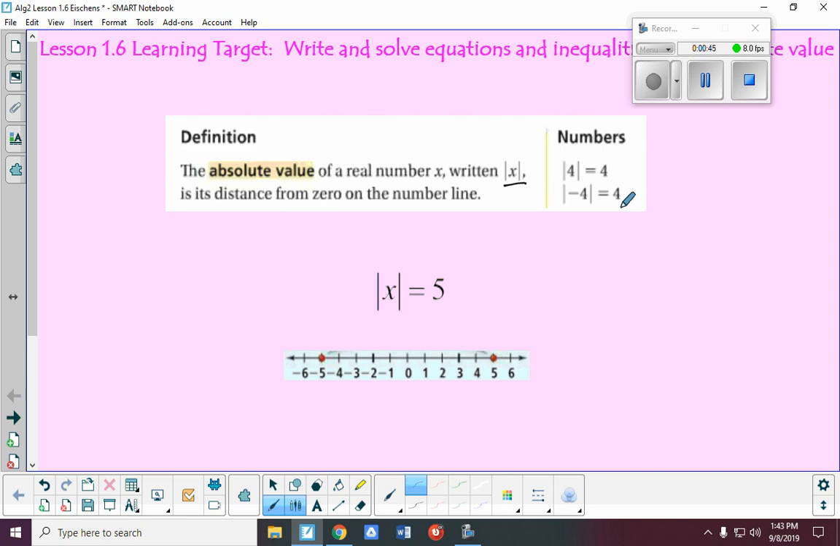When we look at |x| = 5, we have to think about what x could equal. Well, the numbers that would be 5 units away from 0 would be either 5 or -5. So from 5 to 0, it's 1, 2, 3, 4, 5 units. And from -5 to 0, it's 1, 2, 3, 4, 5 units also. So when we're solving absolute value equations, there will typically be two answers.